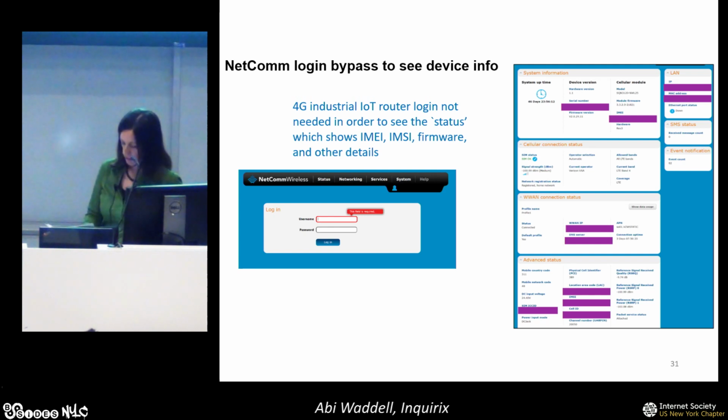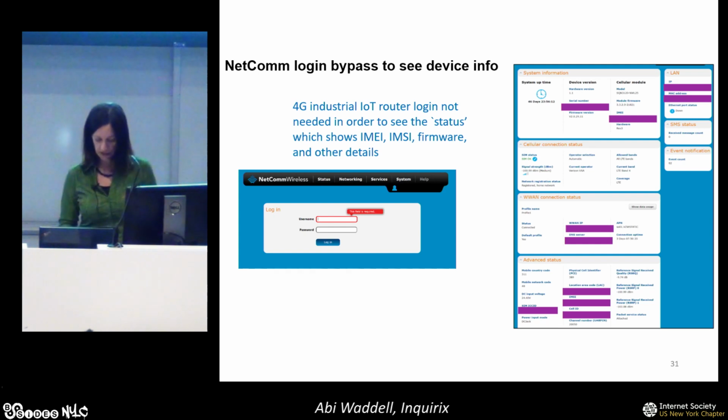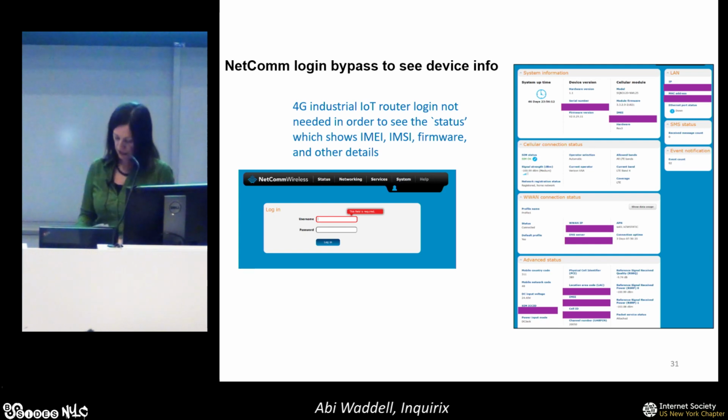Open source data can also be obtained from exposed network devices owned by both companies or private users. And this gives a bit on what we can see with little technical skill needed. So this 4G IoT Netcom device login screen was accessed over a browser, and it wasn't necessary to log in to see the status details, which showed the IMEI, the IMSI, firmware, and other information.